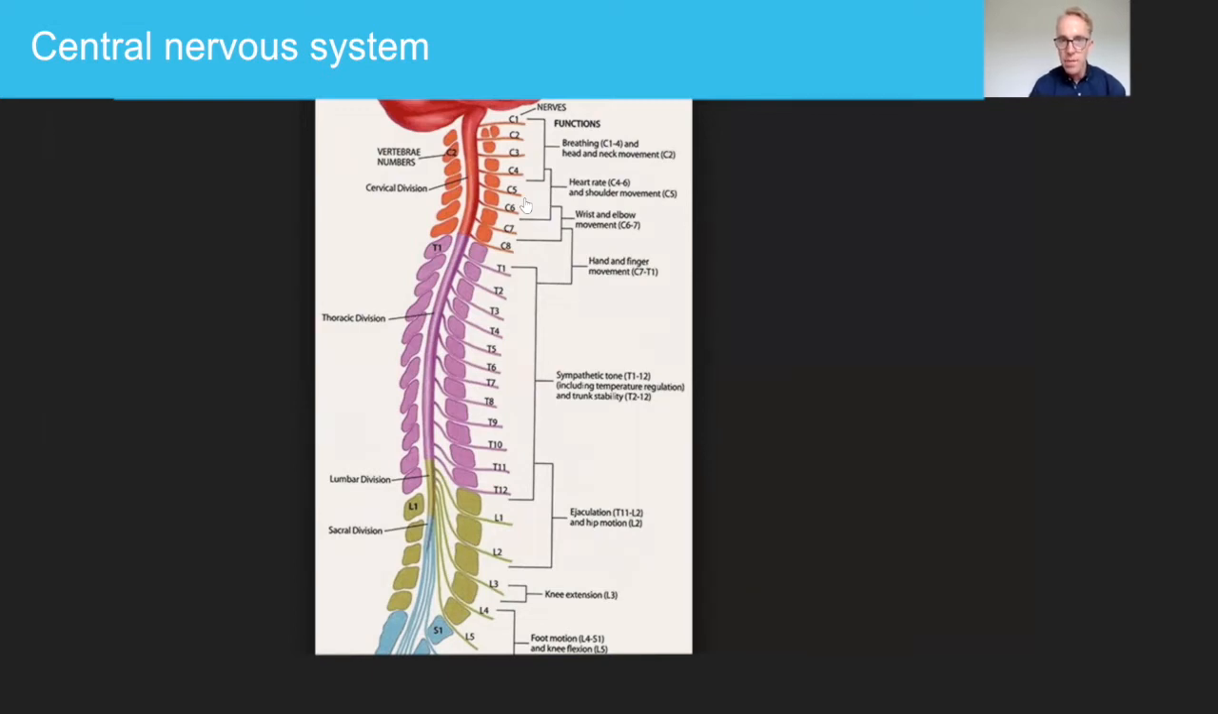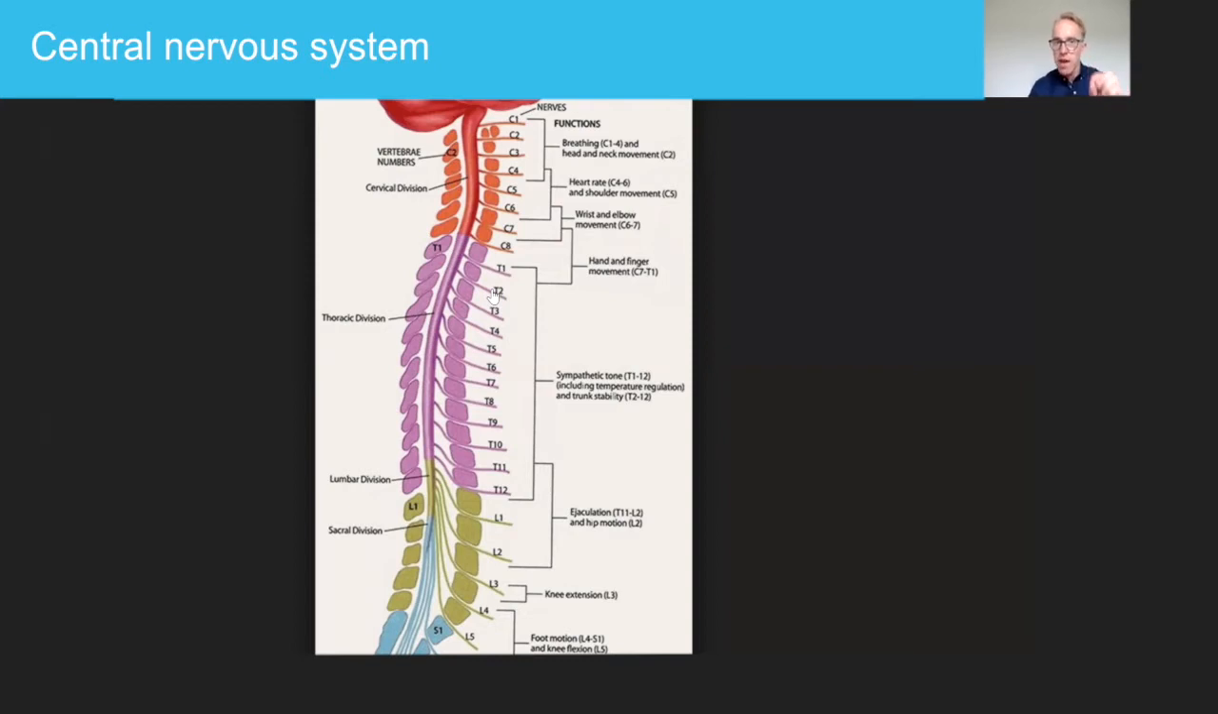And just moving down, we've looked at some of the pretty important stuff here. C7 down to T1 is hand and finger movement. Sympathetic tone, including temperature regulation and trunk stability.